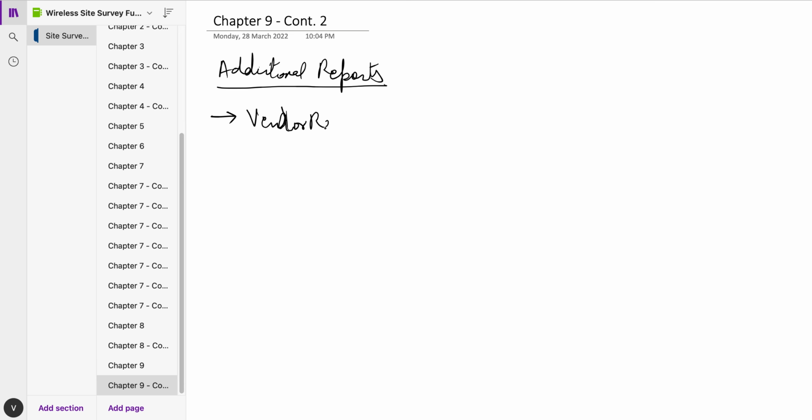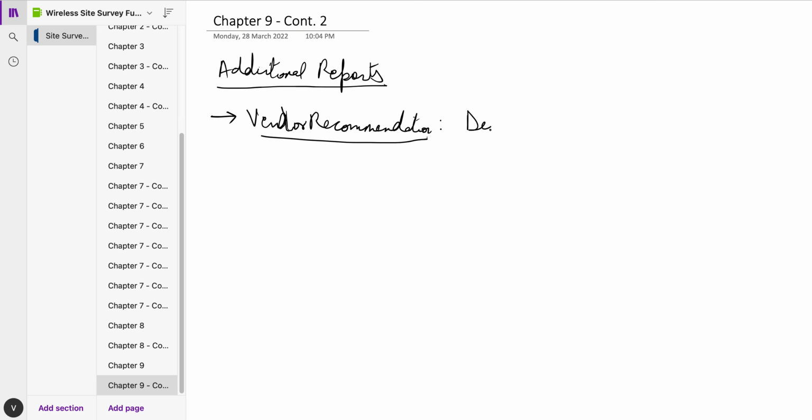The first thing that you can submit to the customer is the vendor recommendation. It simply means that the vendor that is supplying the products to the customer for actual deployment, in the site survey we need to use the same AP to perform the coverage analysis. We cannot use the AP of Aruba if the deployment is actually of Cisco.